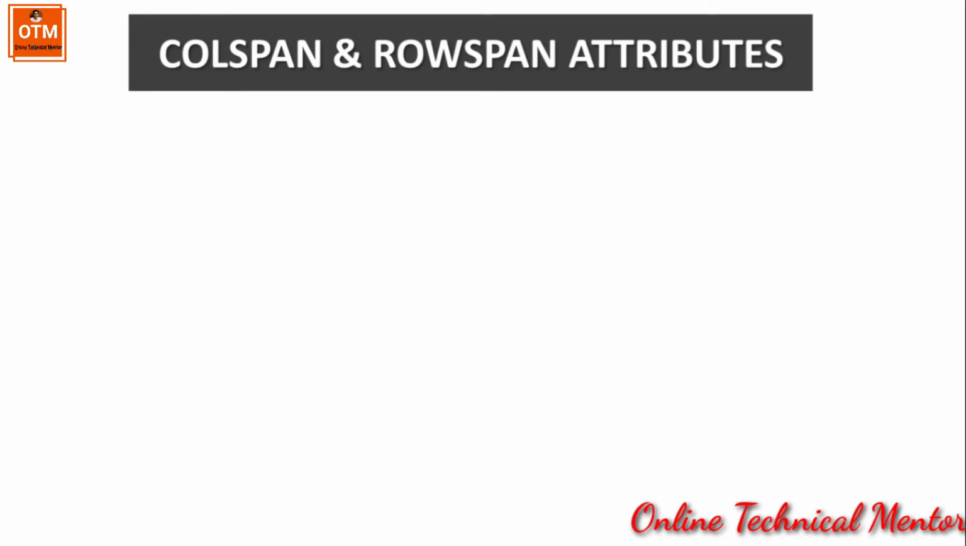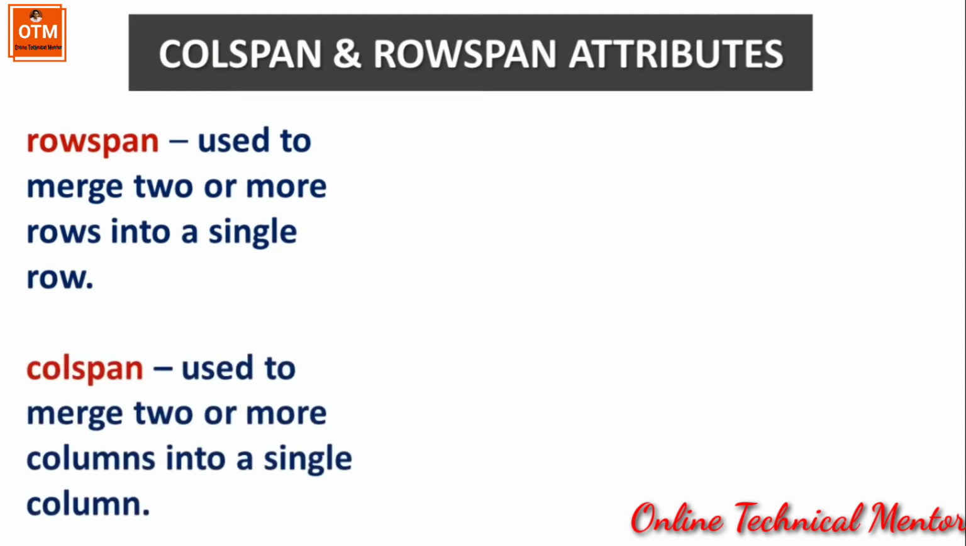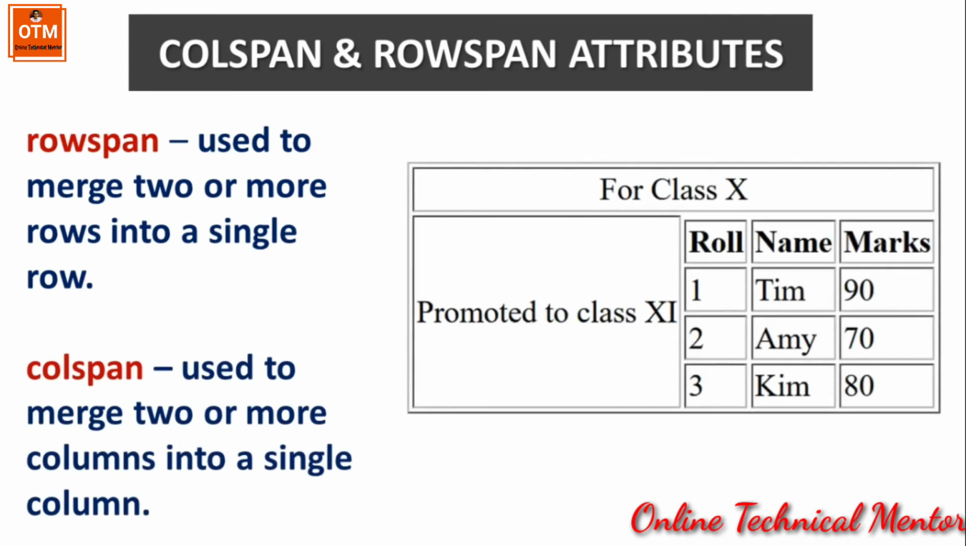Next, two more important attributes are colspan and rowspan. Rowspan is used to merge two or more rows into a single row, and colspan is used to merge two or more columns into a single column. Let me show you with a diagram.